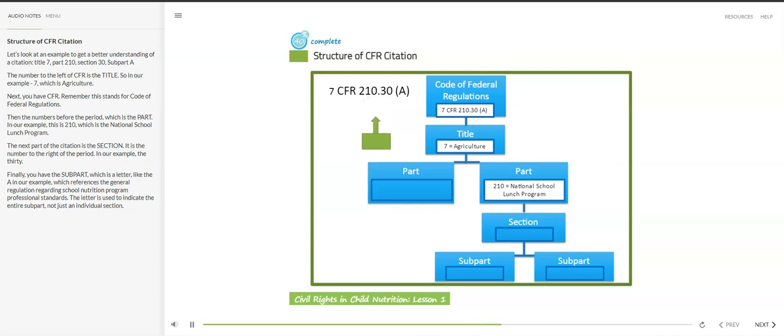The next part of the citation is the section. It is the number to the right of the period. In our example, the 30. Finally, you have the subpart, which is a letter, like the A in our example, which references the general regulation regarding school nutrition program professional standards. The letter is used to indicate the entire subpart, not just an individual section.